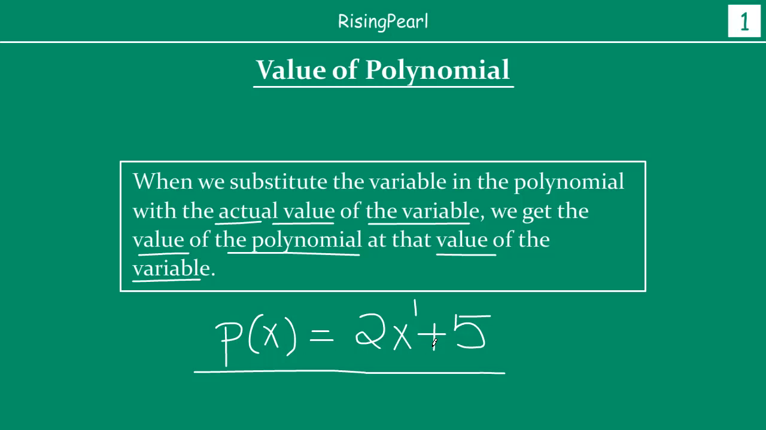So in order for us to find out the value of this polynomial p(x), or any polynomial generally speaking, what we need to do is take that particular value for x and, wherever we have x, replace the x with that value. Whatever value we get will be the value of the polynomial at that value of x. So let's take a look at some examples.